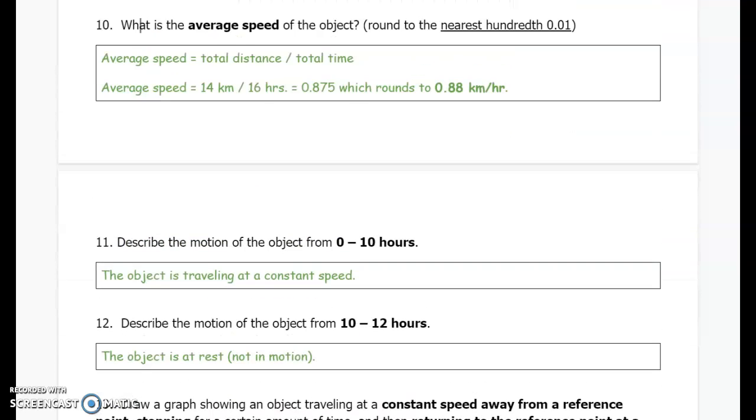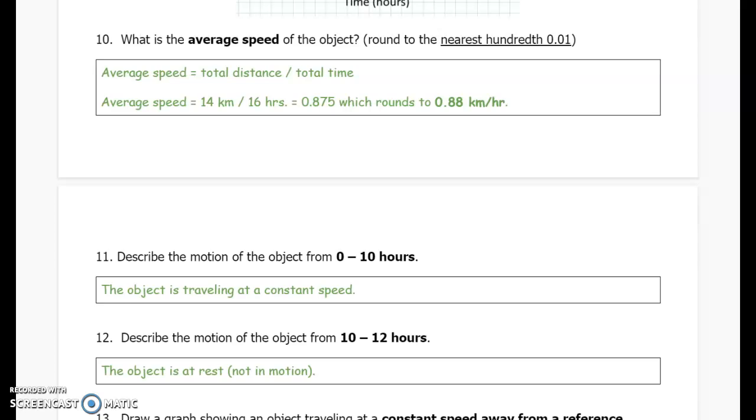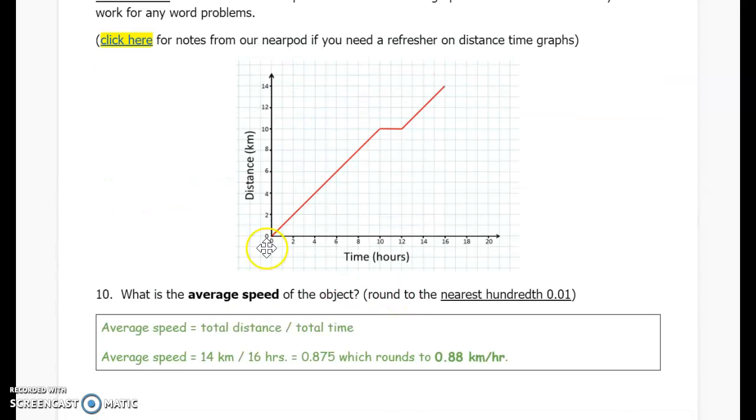So number 11 asks us to describe the motion of the object from 0 to 10 hours. So if we look here at 0 and we go up until we hit 10 hours, we see that it is a straight line that does not curve, and it's diagonal. That means that our object is going at a constant speed, and it's going away from our reference point.